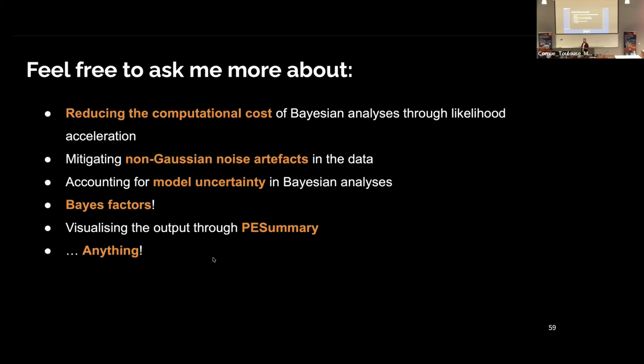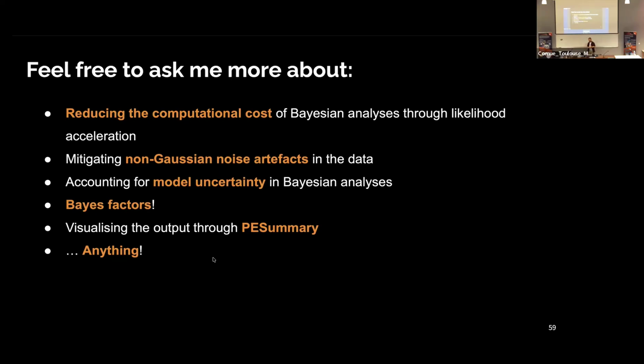Like I said throughout this talk, I'm interested in quite a lot of things about Bayesian inference. If you're interested, you can ask me about how to reduce the computational cost of Bayesian inference through likelihood acceleration. One of the challenges with Bayesian inference is that the likelihood is quite computationally expensive to generate. There are ways to get around this, for example heterodyning and multibanding. These are all ways you can reduce the computational cost of the likelihood while getting back statistically identical results at the end. In some cases, you can reduce the cost of your Bayesian inference by 1,000 times by just using these acceleration techniques.